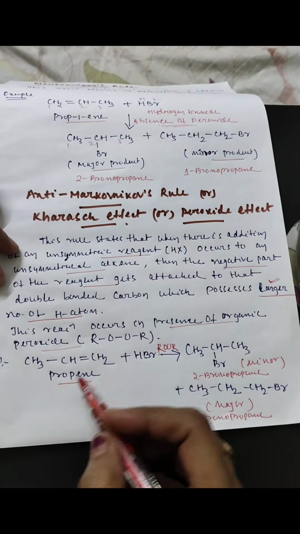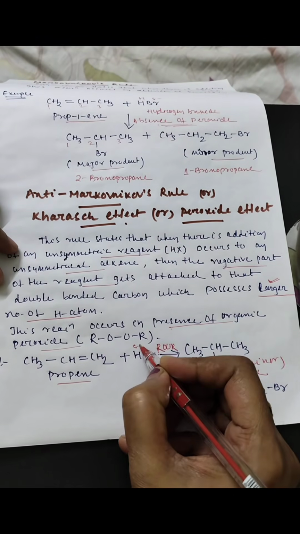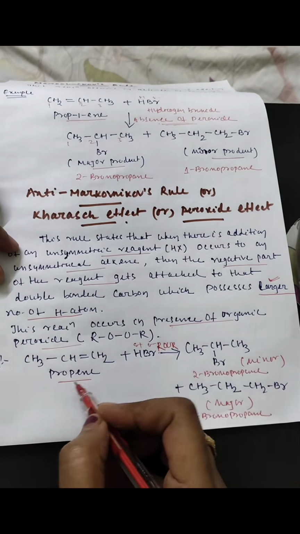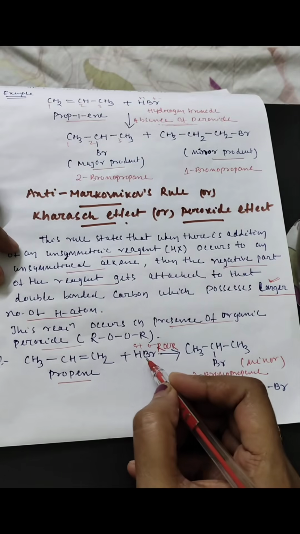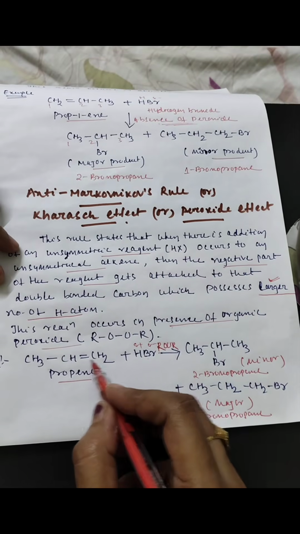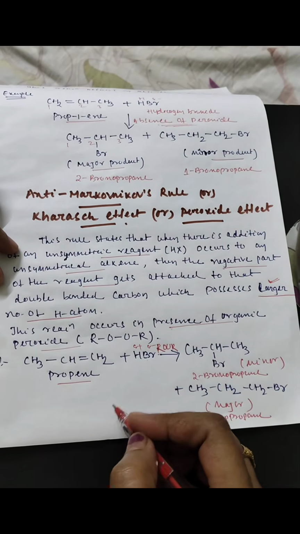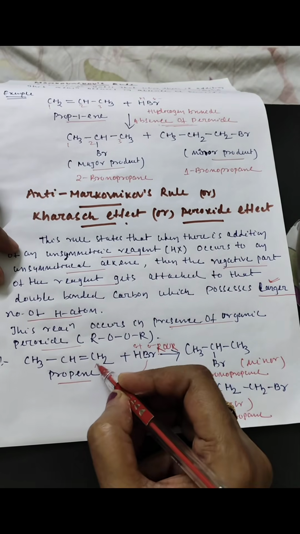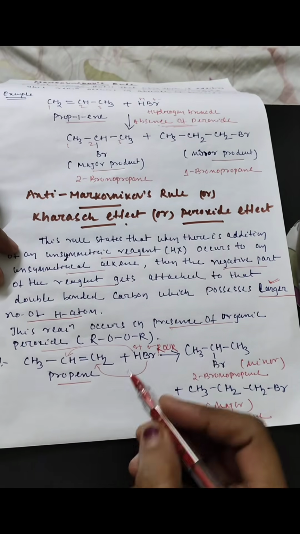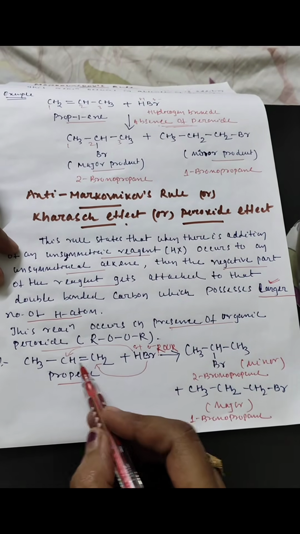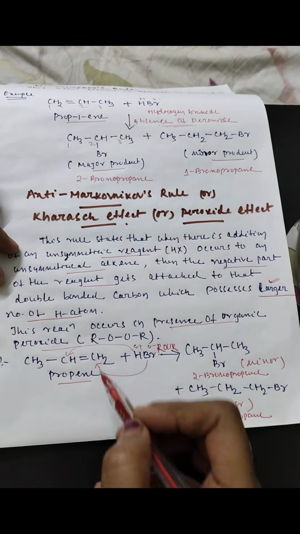There it was absence. So here, when H delta plus Br delta minus is added to an unsymmetrical alkene, the negative part will go to that carbon atom around the carbon-carbon double bond which contains the larger number of hydrogen atoms. That means Br will go to this carbon atom and H will go to this carbon. So the compound will be CH3CH2CH2Br. This will be the major product in anti-Markovnikov's rule.